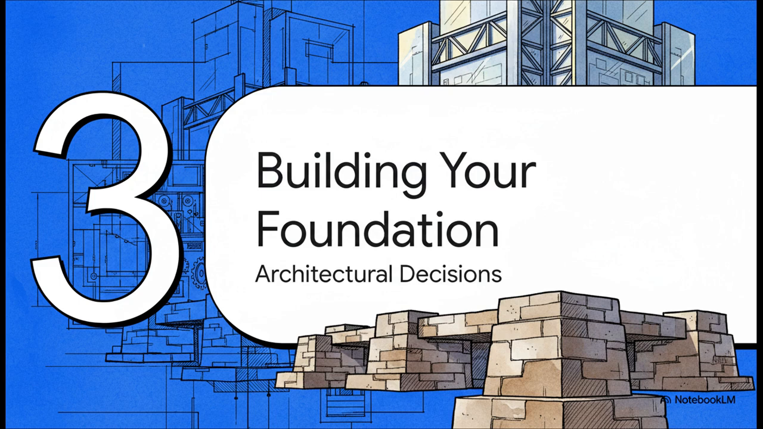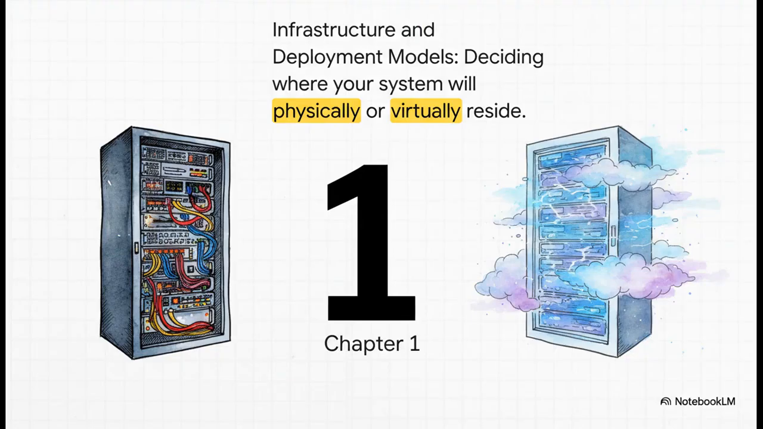So, our first stop on the tour covers chapters 1 through 3. And this is all about building your foundation. These are the absolute fundamental architectural decisions that are going to set you up for long-term success. Get these right, and everything else gets easier. The first, and maybe the most foundational choice you'll make, is what we'll cover in Chapter 1, your infrastructure and deployment models. In other words, where is your system going to live, physically or virtually?